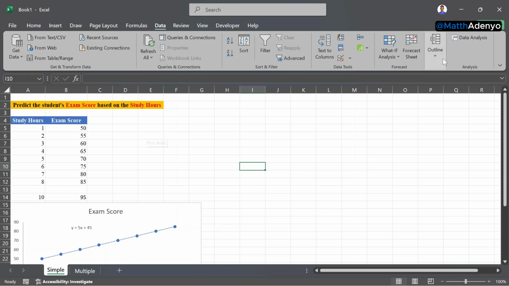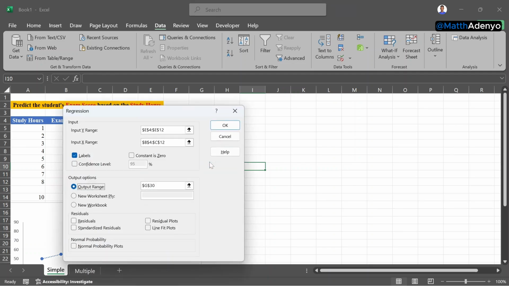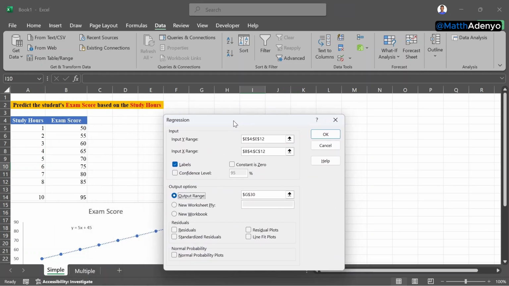So now we have it here, and what we need to do is click on it, and then we are looking for regression. So you scroll down to where this is regression, that's what we are looking for. You click OK. So the first thing that it will ask you is to select the range. Let me delete what I have inside.